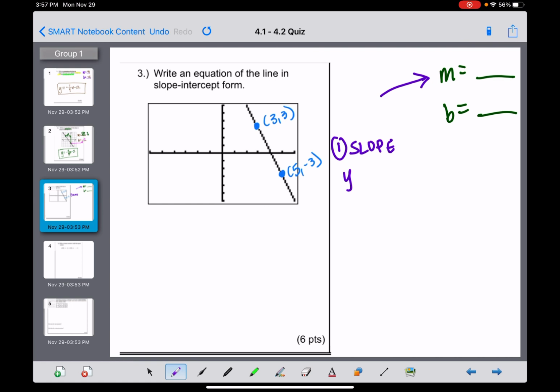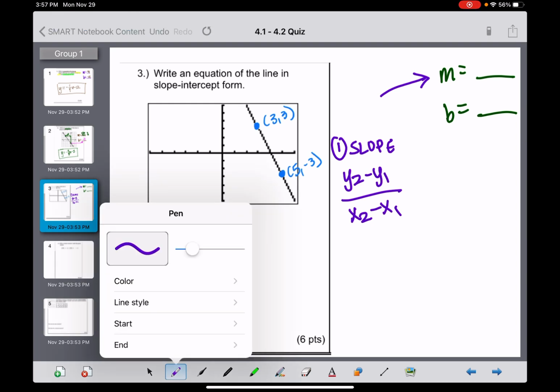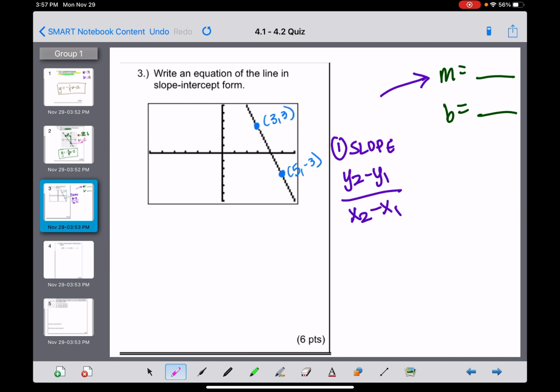So my slope is y2 minus y1 over x2 minus x1. I'm going to label my coordinates to make it easier to substitute. So I'm going to make this my first coordinate and this my second coordinate. So as I substitute in, my y2 value is negative 3, subtract y1, which is 3, over my x2 value is 5, subtract my x1 value, which is 3.